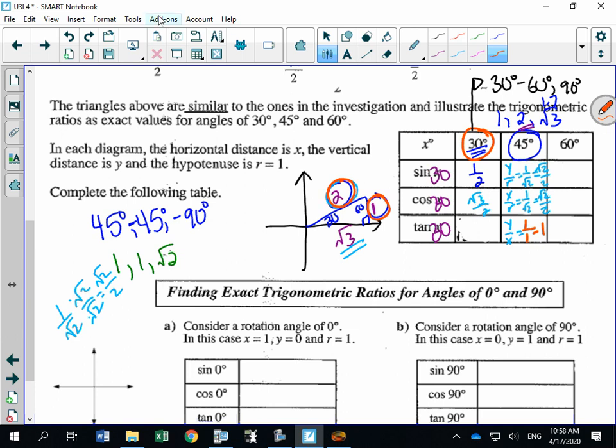Sorry, that's incorrect. Tan of 30 is y over x, y is 1, and x is root 3. Okay, I would need to rationalize that though. So 1 over root 3 times root 3 over root 3. The tan of 30 degrees is really root 3 over 3.